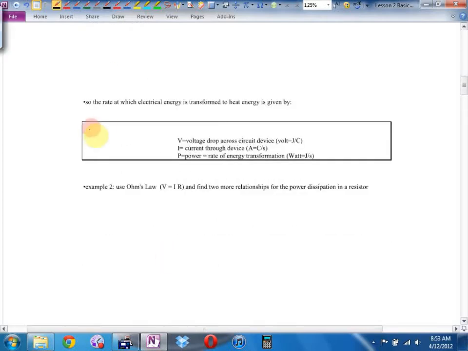So the rate at which electrical energy is transformed into heat energy is given by, this is called Joule's Law, named after a scientist whose last name was Joule. Yeah, he even got a unit named after him too.